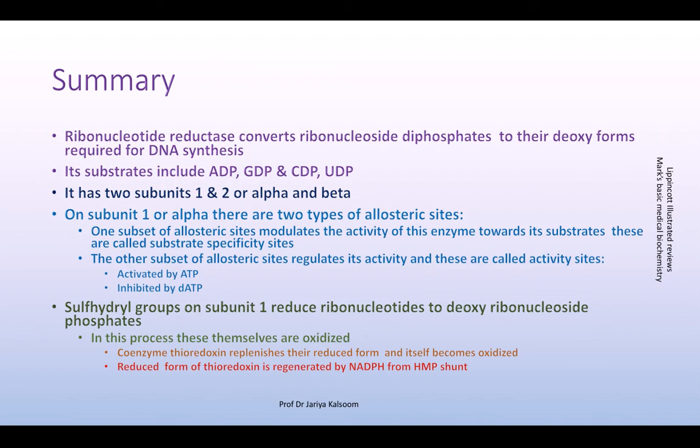So the thing to remember is that the substrates for the ribonucleotide reductase are the ribonucleoside diphosphates. Only ribonucleoside diphosphates are the substrates, and these are later converted to their triphosphate forms by acquiring phosphates in the presence of kinases. Whereas the molecule which sits at the substrate specificity site and dictates which substrate is going to be converted to its deoxy form is always in the form of triphosphate.